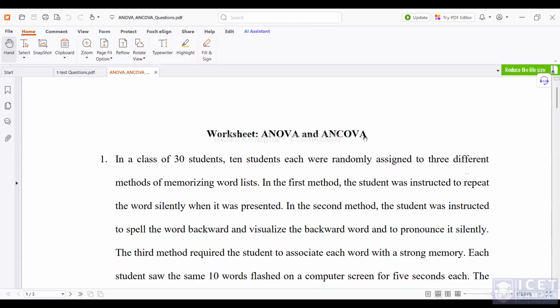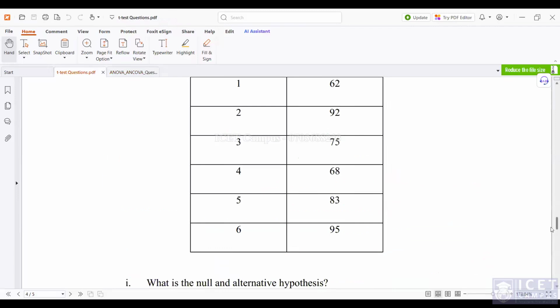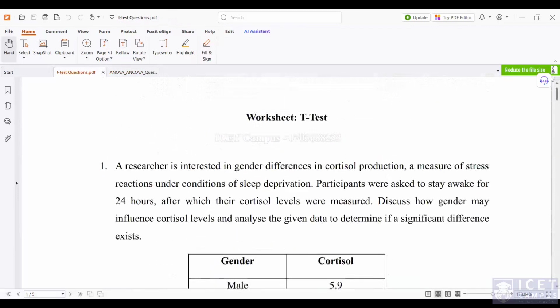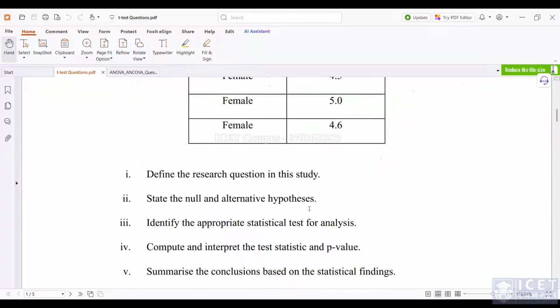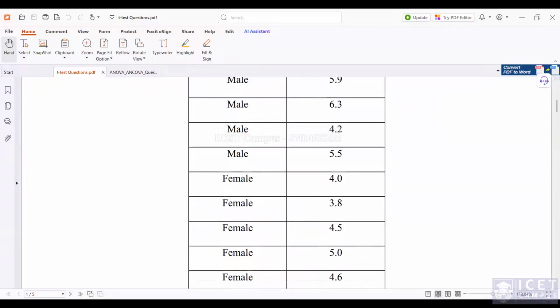Right, we'll start from here. Because last day I gave you a worksheet. So we will discuss this, how to write the answers for this one.